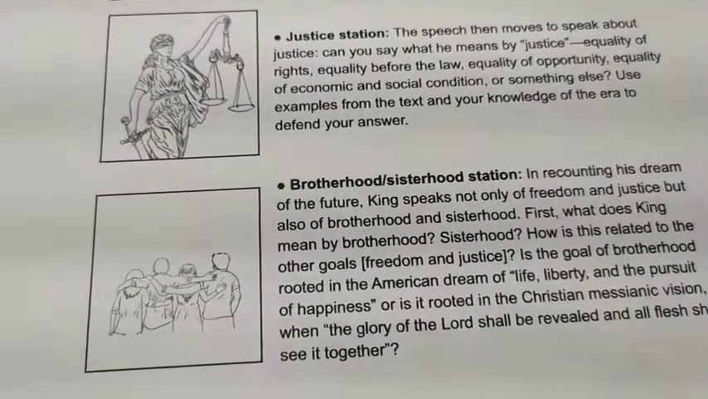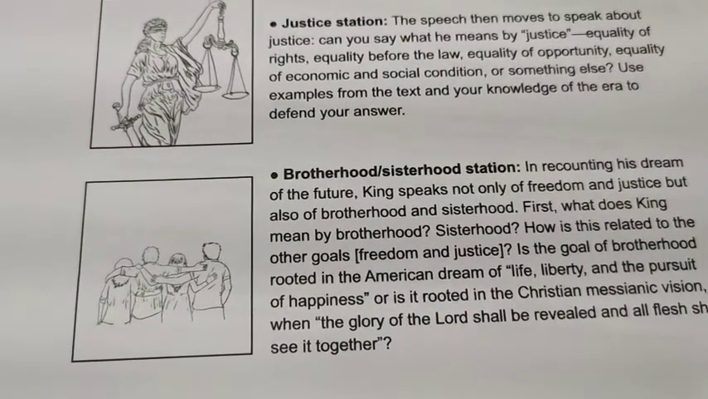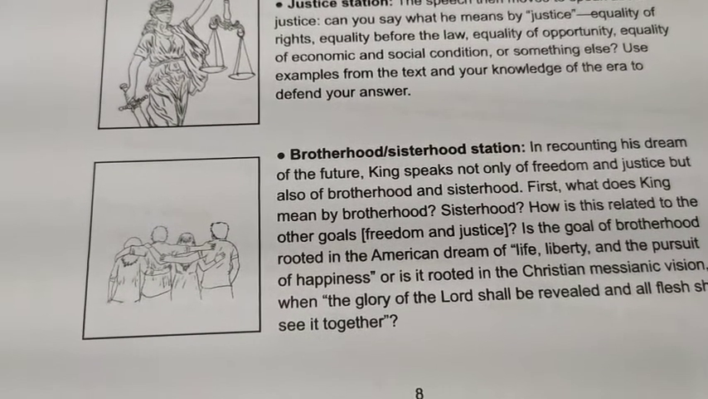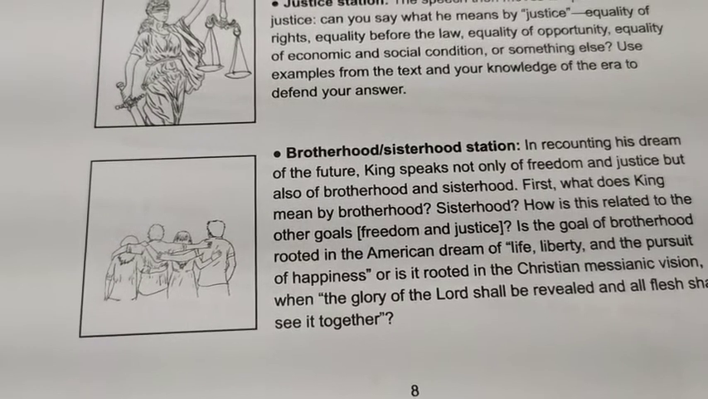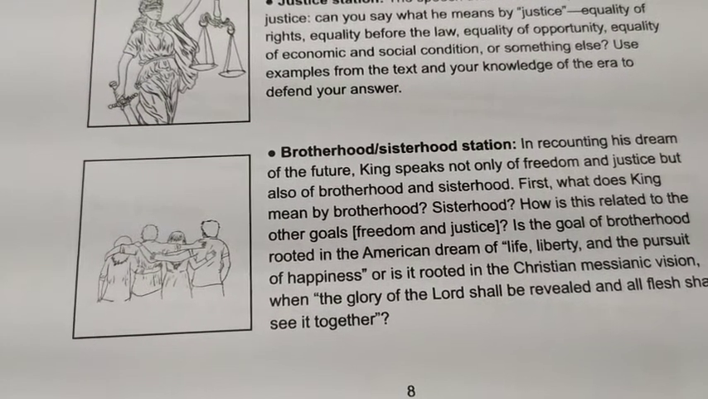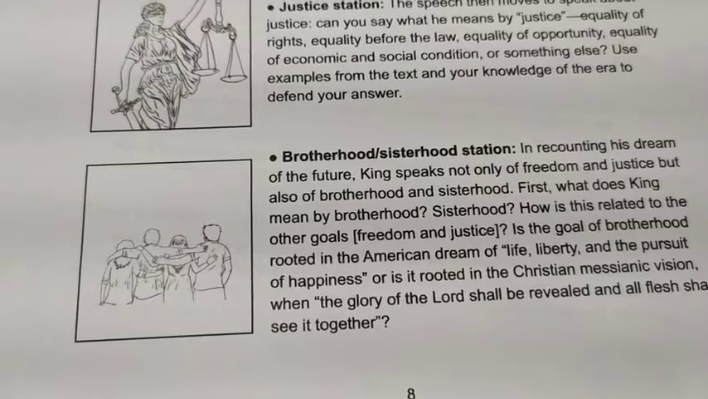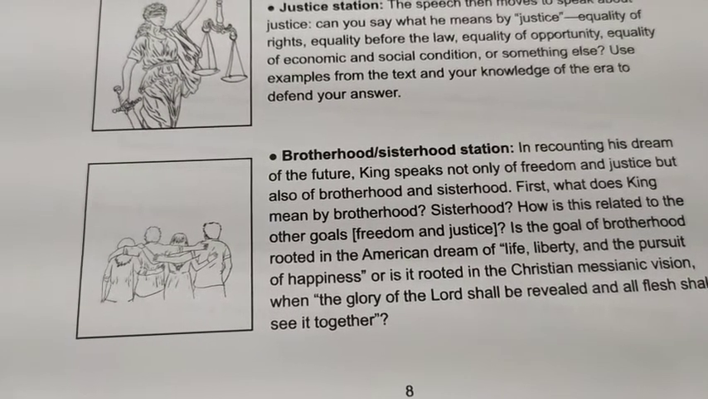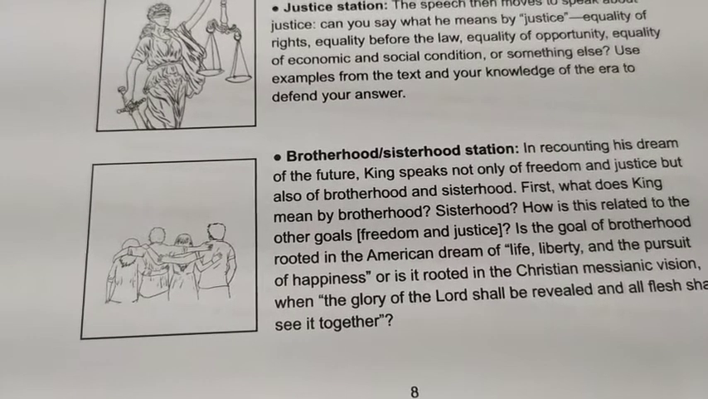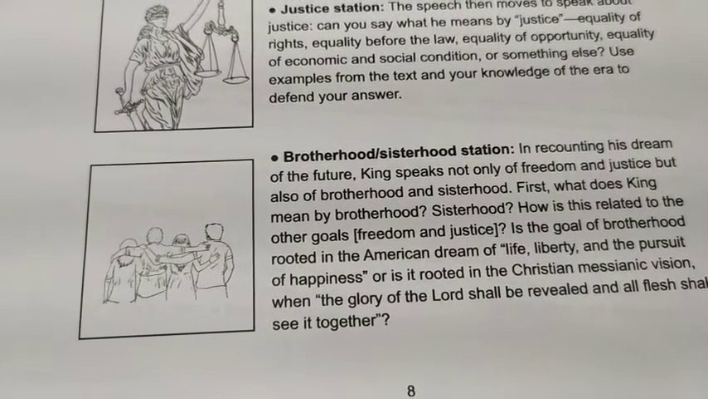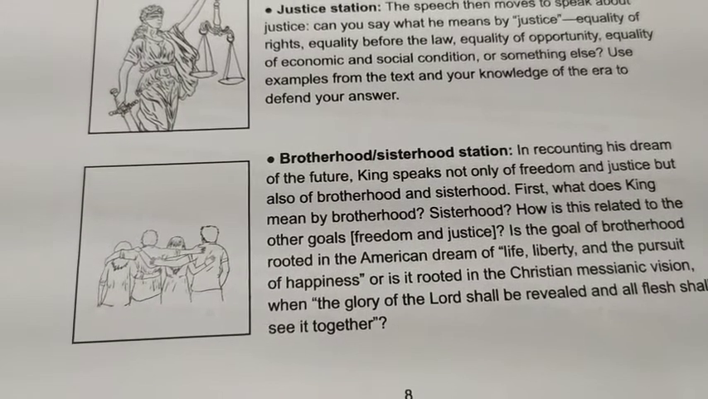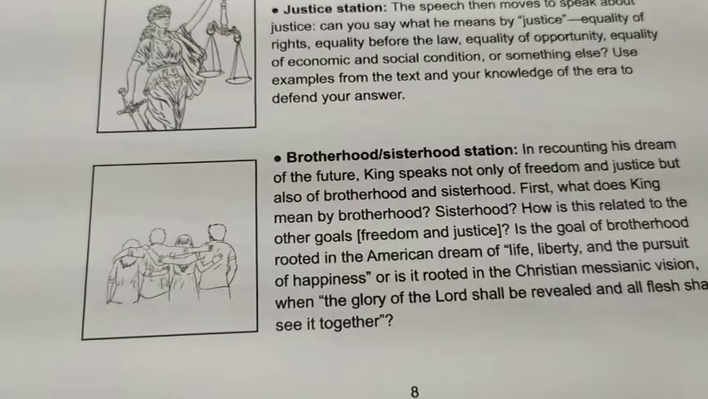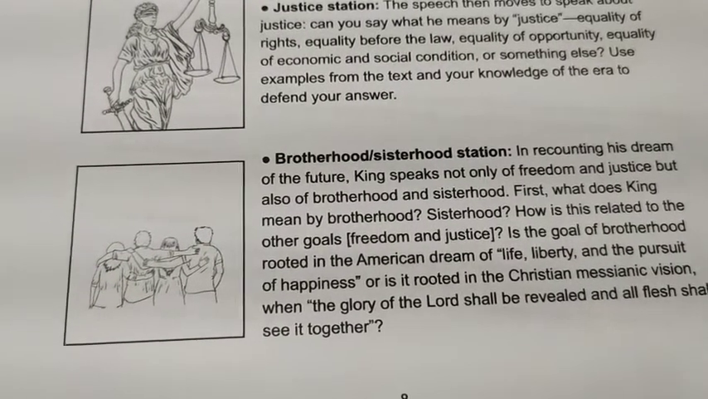And lastly, we have the Brotherhood or Sisterhood Station. In recounting his dream of the future, King speaks not only of freedom and justice, but also of brotherhood and sisterhood. First, what does King mean by brotherhood or sisterhood? How is this related to the other goals such as freedom and justice? Is this goal of brotherhood rooted in the American dream of life, liberty, and the pursuit of happiness? Or is it rooted in the Christian messianic vision, when the glory of the Lord shall be revealed, and all flesh shall see it together?